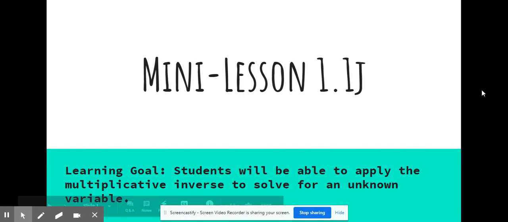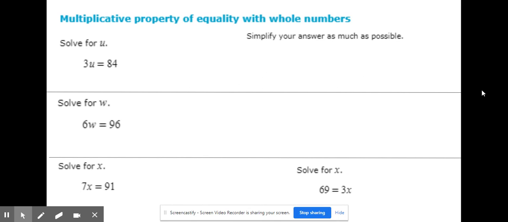This is just a mini lesson for your next assignment on Alex, okay? So this needs to be done first. This is mini lesson 1.1J. The learning goal for this lesson is students will be able to apply the multiplicative inverse to solve for an unknown variable. So let's move on to the next slide and start practicing.